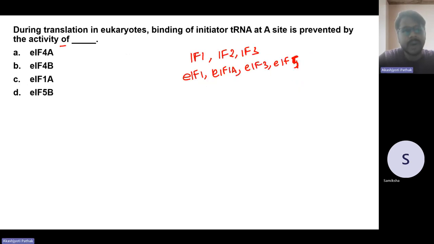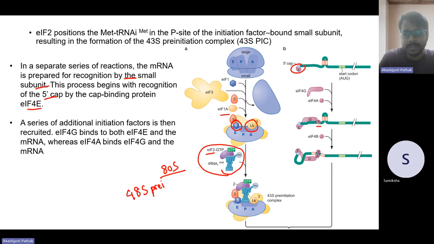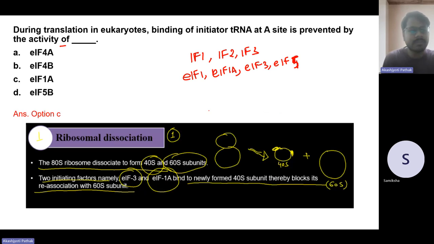Initiation factor 1A is blocking your A site. You see, this A site is blocked by initiation factor 1A. These are things you have to remember; there is nothing much to understand here. You remember that there are two initiation factors, namely EIF3 and EIF1A. EIF3 and EIF1A bind to the newly formed 40S subunit, thereby blocking its reassociation with the 60S subunit. That is option C.